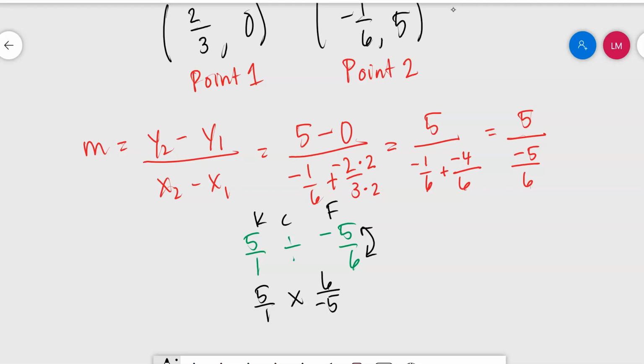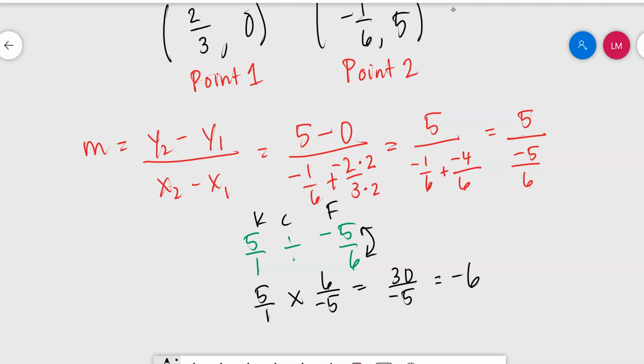Please know that you could have left that negative in the numerator. It doesn't matter, but just for the sake of flipping, I'm just bringing it down. It's the same thing. Now I'm going to multiply across, which is 30 over negative 5, negative 6. That's the slope. Okay, that's the address.